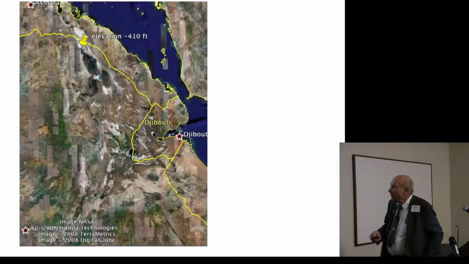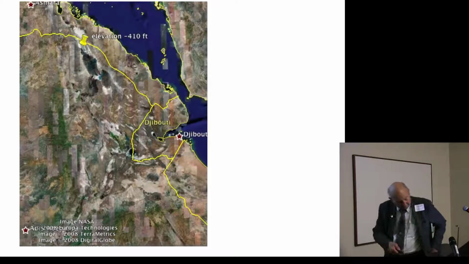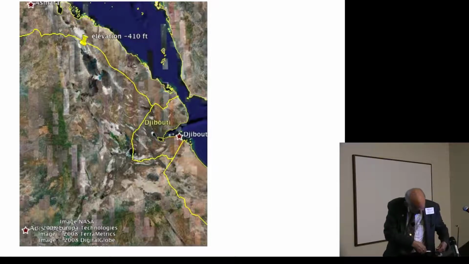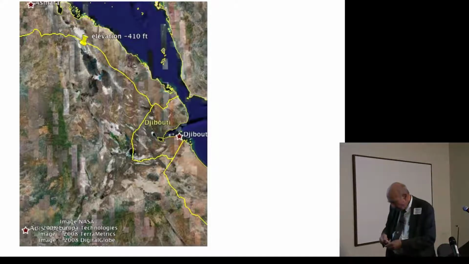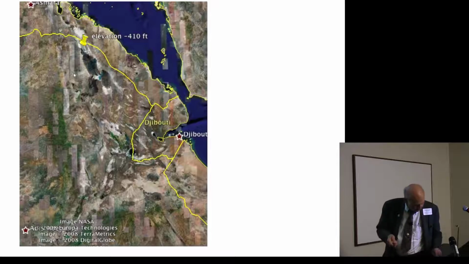Okay, and here is a space picture of the Djibouti example around the Horn of Africa. I'm feeling for my pointer. Okay. And the basin is somewhat below sea level, 410 feet in one place and 300 in another. And it illustrates, okay, this is the basin here. And it's pulling apart, and there are all sorts of volcanics in here. The next slide shows this.